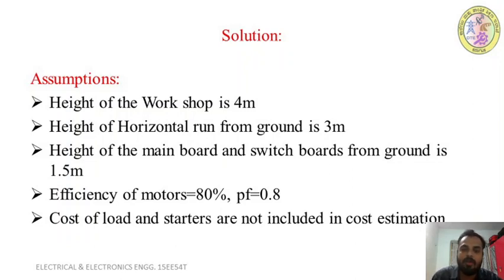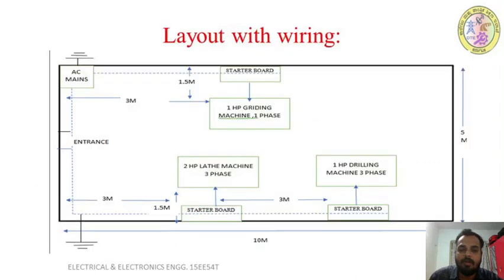Next, after these assumptions, we have to draw the layout with wiring. We have discussed how to draw the layout diagram and wiring diagram. In the given problem, first we have to draw the given workshop dimension. What dimension has been given? 10 meter into 5 meter. So first I will draw the 10 meter into 5 meter workshop.